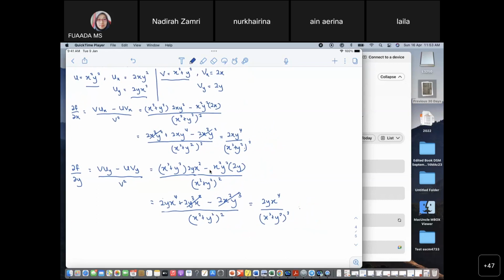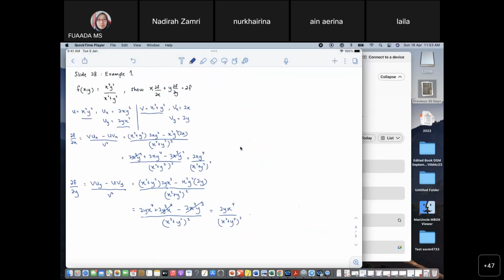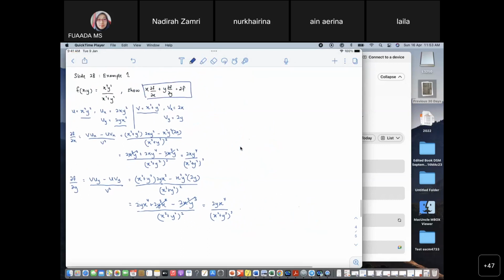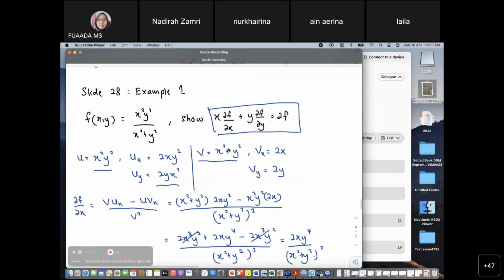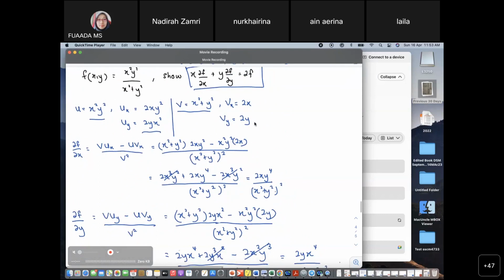Okay. Still unfinished, ya. Sebab soalan tadi minta kita prove this expression. So kita baru halfway. So now you have to multiply, based on the fx and fy you obtained just now. Now you have to multiply fx with x and fy with y. And see what we've got.